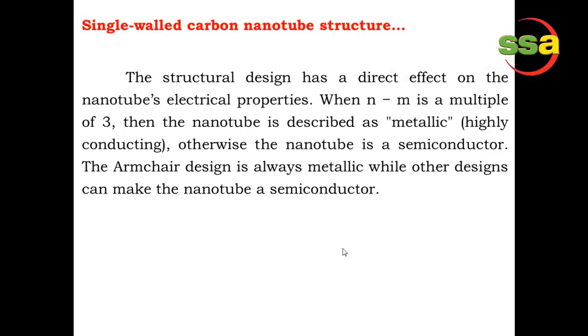Now see, single walled carbon nanotubes also have special electrical properties, because the structural design has a direct effect on the nanotubes' electrical properties. This is because of the internal structure of the nanotube, where if the chiral vector is a multiple of 3, then the nanotube is described as metallic, whereas we know that all metals are good conductors of electricity, so these carbon nanotubes also behave as good conductors. Otherwise the carbon nanotube is a semiconductor, or otherwise it is an insulator.